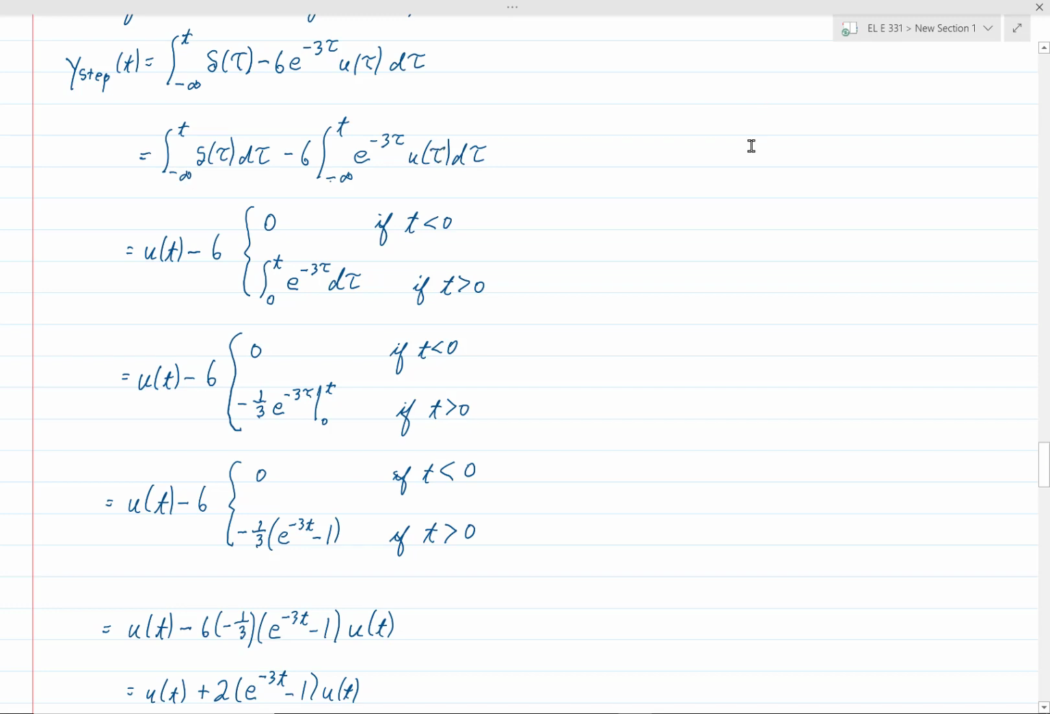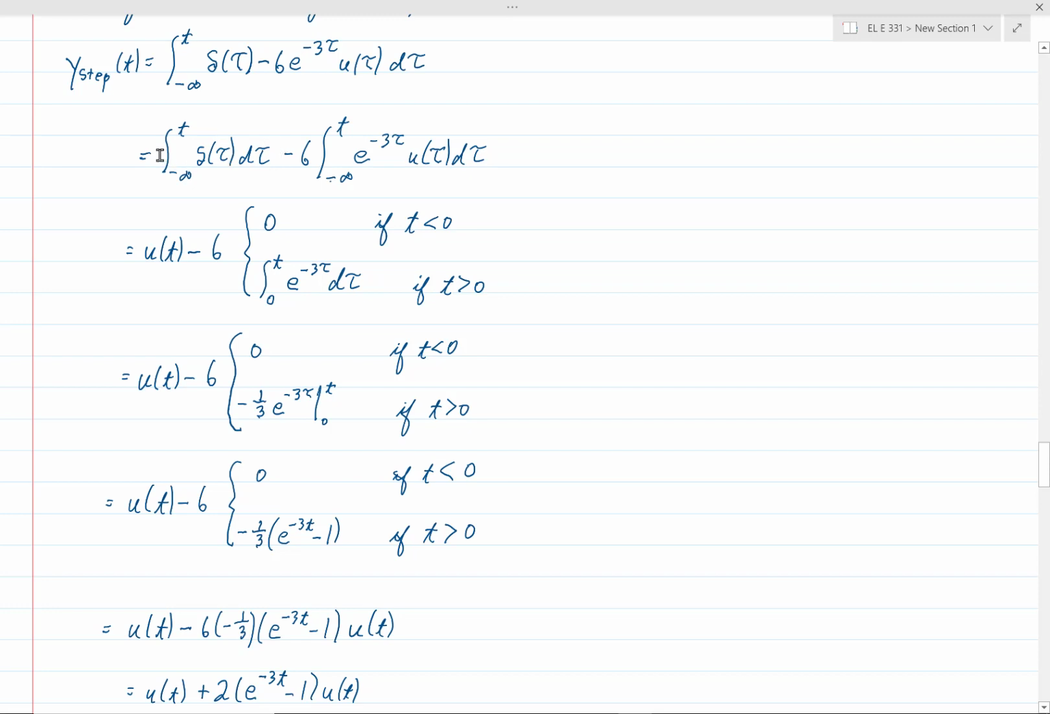There we go. So now it's tau in there as it should be. Okay, so again, we've split this up. Here's the first thing we get, and then -6 integral from minus infinity to t of e to the -3 tau u of tau d tau. Okay, now fortunately the first integral is very easy.